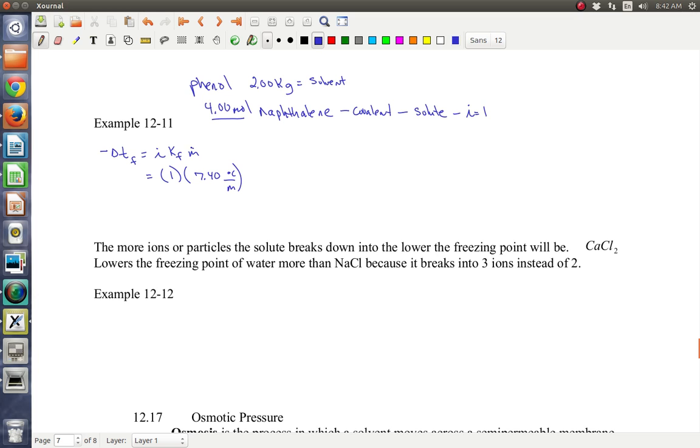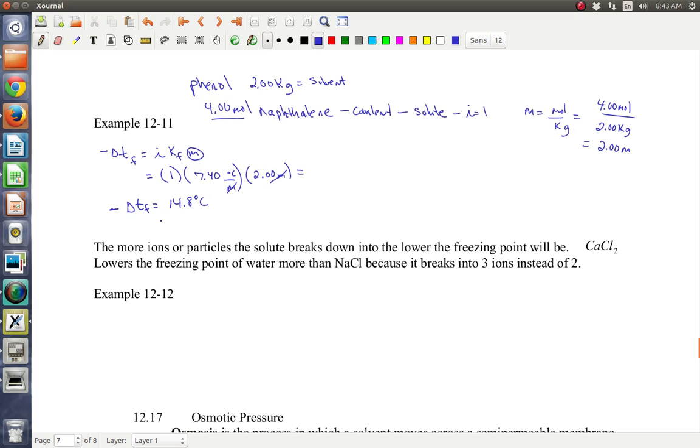And then I'm going to have to calculate the molality, so I'm going to do that over here. Molality is going to be moles of solute per kilogram of solvent. So the moles of the solute is 4 moles, and the kilograms of solvent is 2. So that's just an easy 2.00 molal. Okay, so put that over here. Cancel your m's, do your math, and you're going to get that the negative delta T sub F is equal to 14.8 degrees C.